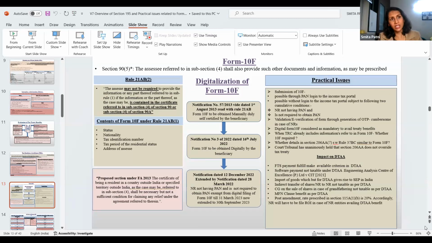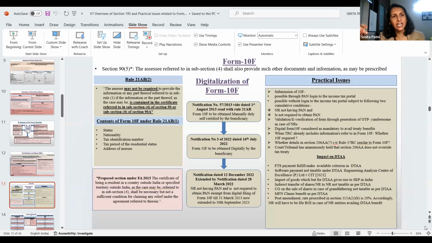Now what did they do on 16 July 2022? They suddenly took out a notification that 10F has become online. And how online? You have to log in through the income tax portal. And how do you log in through the income tax portal? By the PAN. A non-resident doesn't have a PAN. What do we do? So this notification was introduced on 16 July 2022.